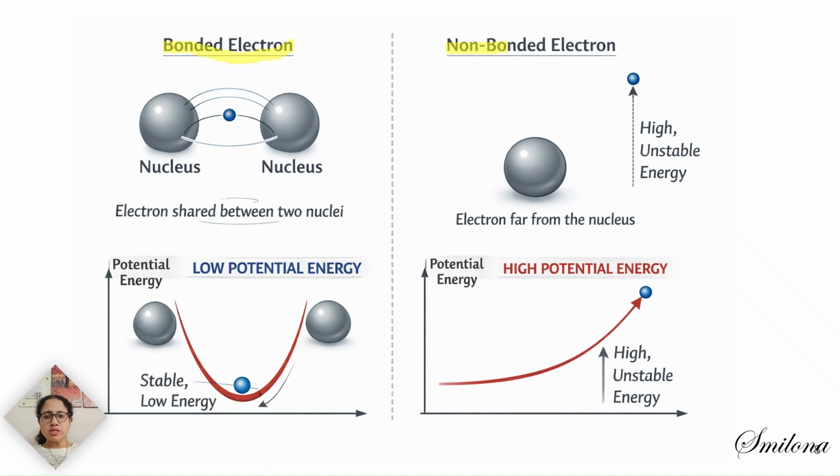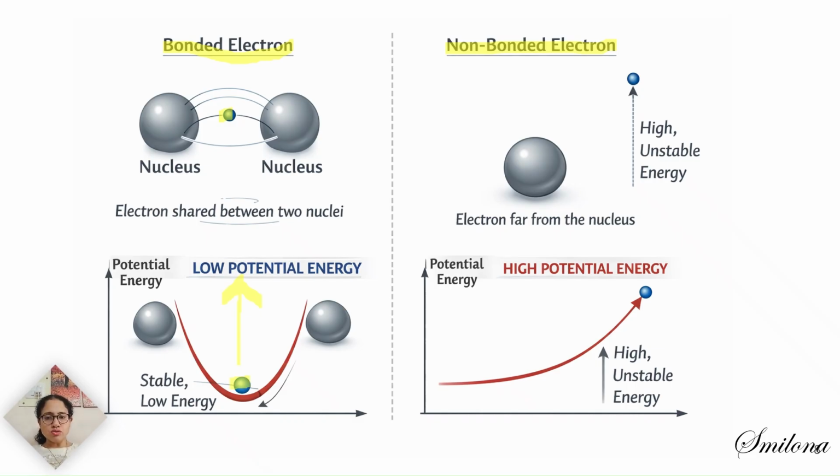And I have non-bonded electrons. These are those electrons that are not shared between the two nuclei. So the bonded electrons are technically held by two nuclei. So their potential energy is very, very low, and it requires a lot of energy to make them move from their place because they are being held by two nuclei.